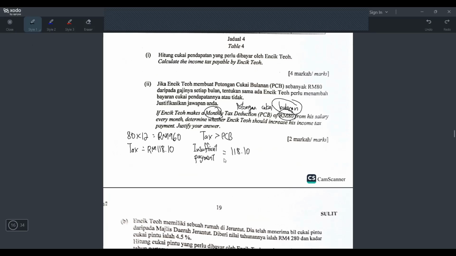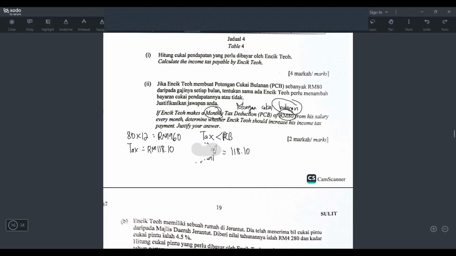Wait. Sorry. Your tax is not lebih lah. Sorry. I silap tengok. This one is 960. Sorry class, I made a mistake here. I thought this one, I silap tengok. So your tax is actually less than PCB because tax is 118, but the PCB is 960. So it's less than. So if you less than means what? It means it's not insufficient.